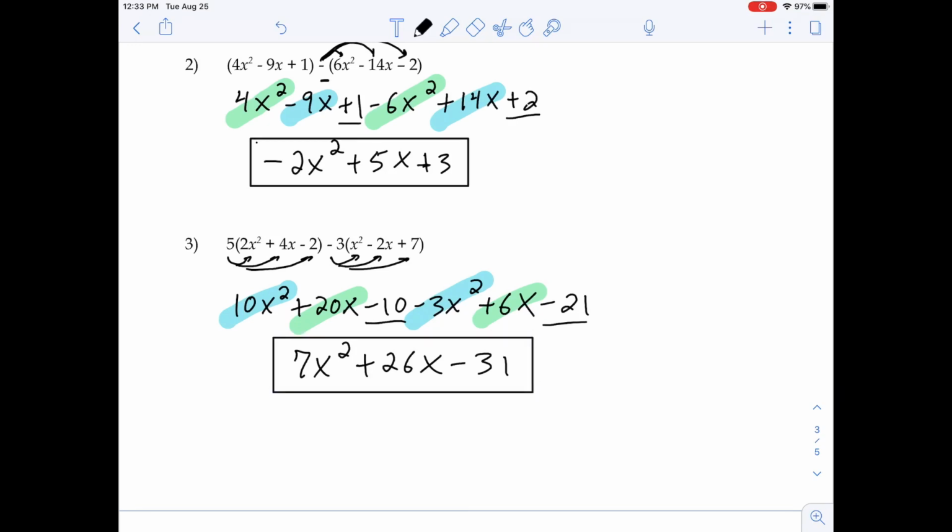Okay, so hopefully this helped you with the polynomial subtraction. Again, we did the like terms first, then we did polynomial addition, and then we just finished up with polynomial subtraction.